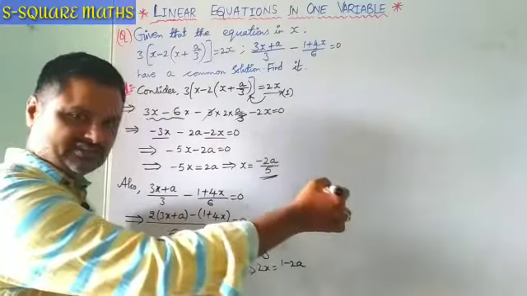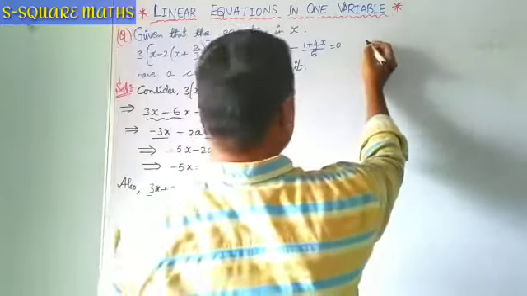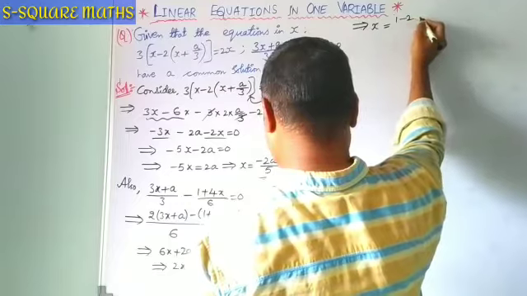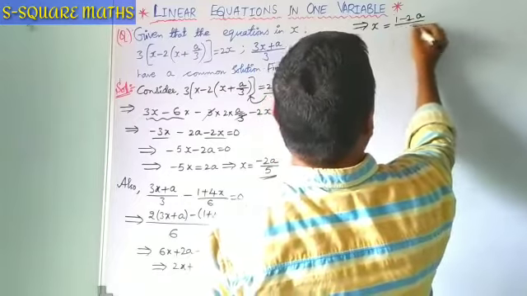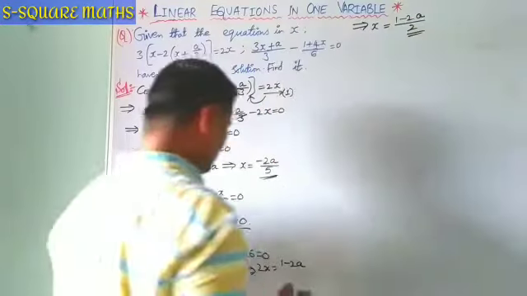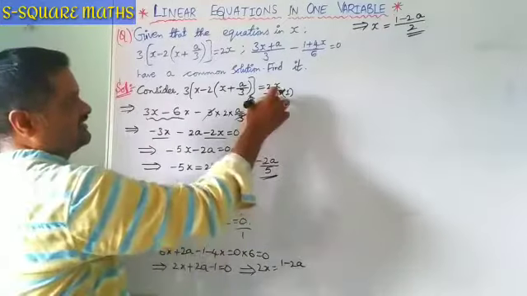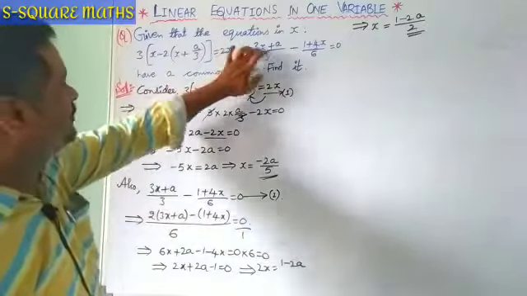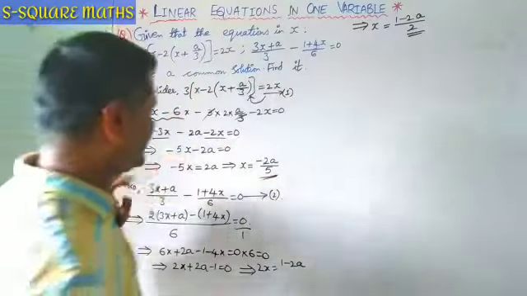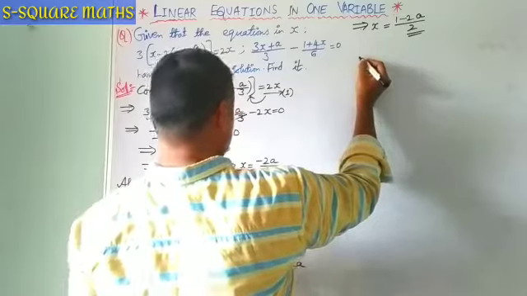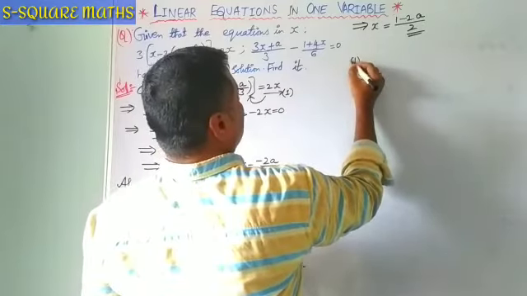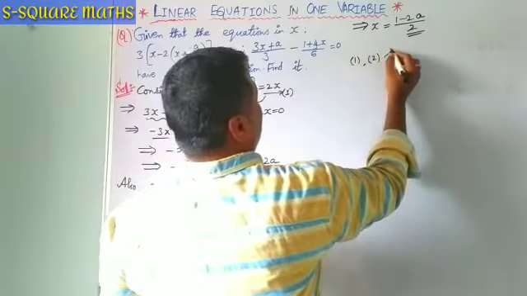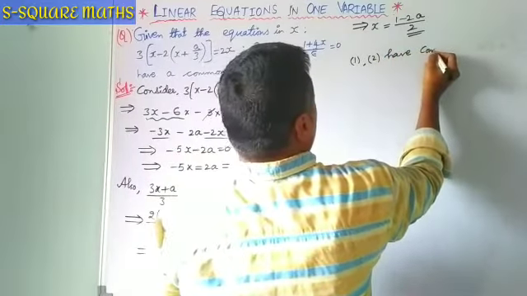Transposing the two terms to that side, now I can write it as x is equal to 1 minus 2a by 2. This is our second x value from the given equation. So this is equation 1 and this is equation 2. But given that 1 and 2 have the common solution. Since they have the common solution, 1 comma 2 have common solutions.